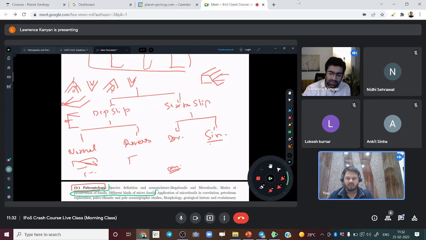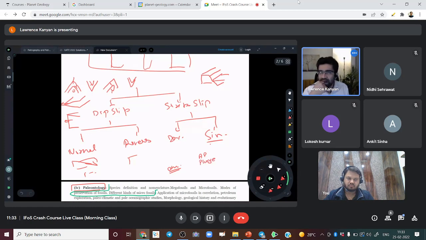Many students will get confused. Like in the UPSC question, it is asked: classify folds based on dip of axial plane and plunge of fold axis, and they'll say what is this? But you have studied this. This is Fleuty's classification. On one side you have dip of axial plane. These are headings only, so you should remember like this.